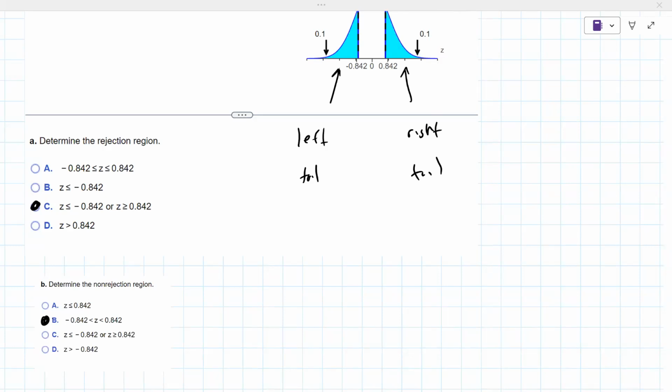And so the critical values this time, there's two critical values. There's that positive and then that negative. So it's minus 0.842 and 0.842. Those are the two separators of that. And so later in this homework or in the next homework, you'll be calculating those values as well.